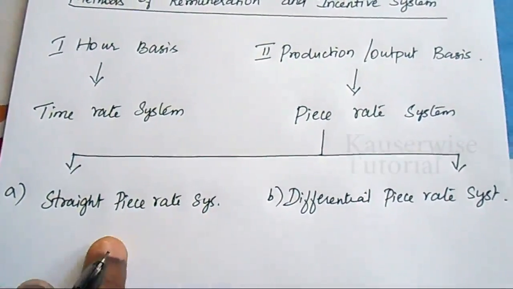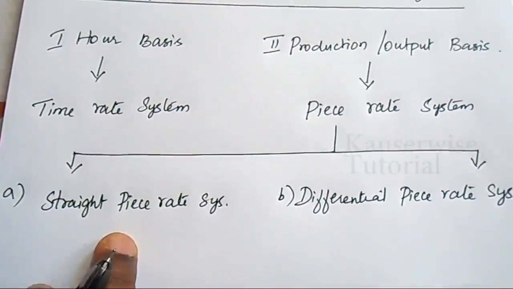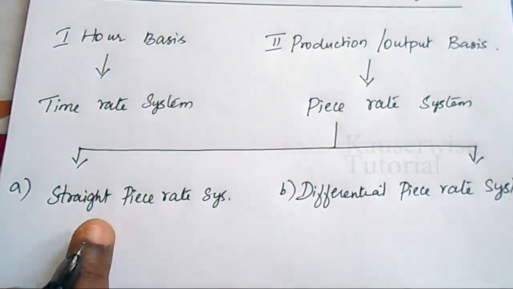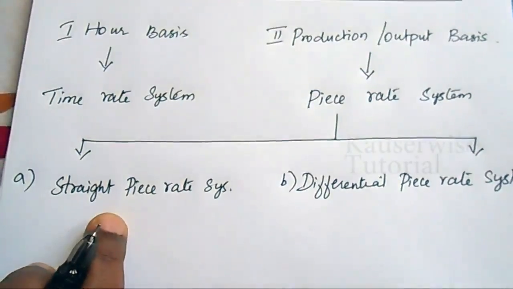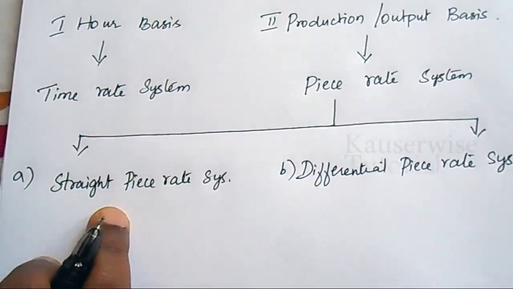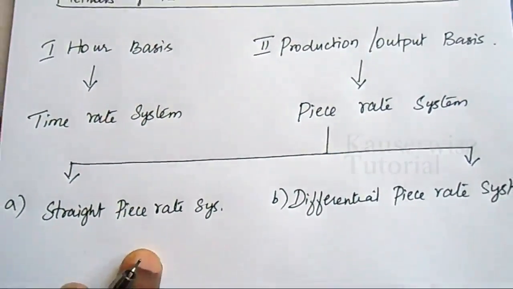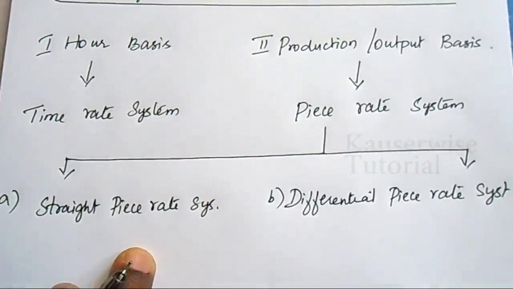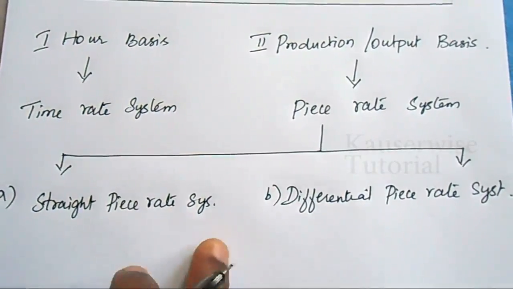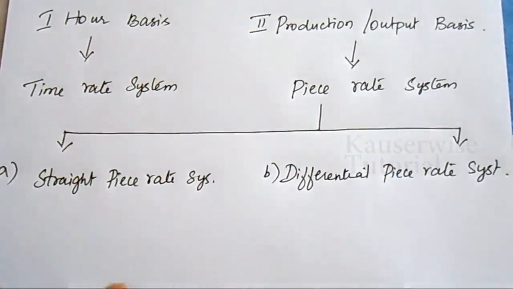Straight piece rate system means there will be a fixed piece rate. They will calculate the number of units produced by each employee and multiply it by the fixed piece rate. For example, for each unit the employee is entitled to get 10 rupees. If he produced 5 units, 5 into 10, 50 rupees. If employee B produced 6 units, 6 into 10, 60 rupees. So the straight piece rate is fixed by the organization, and based on the number of units produced, the employee will get the amount.